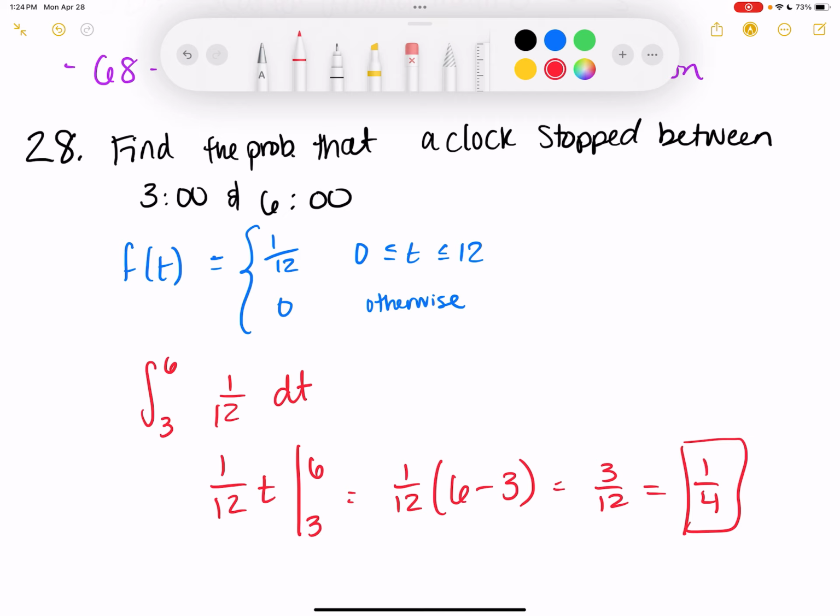And again, you really don't need calculus to figure that out. Because in total, that would be 6 hours out of the day. 6 out of 24 is 1/4. We really don't need calculus to do that, but we can use calculus to find it. So it's just to prove the point. Yes.